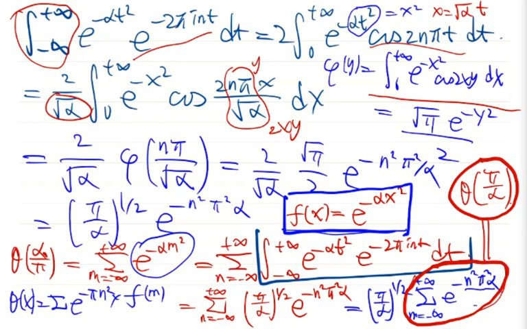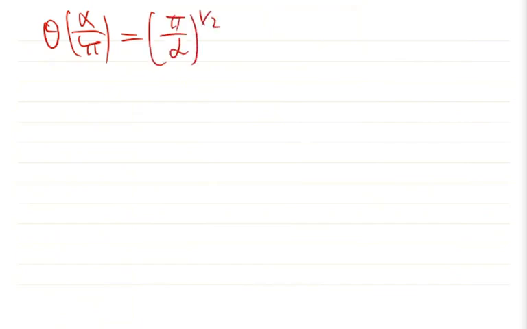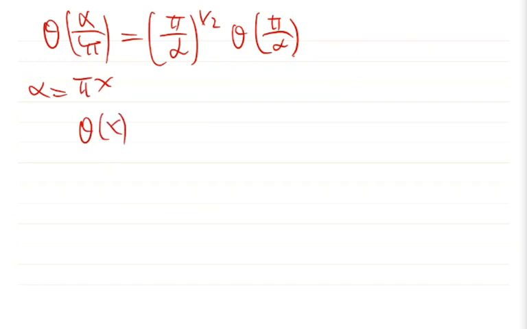So we go to the next page. That is theta of alpha over pi equals pi over alpha to the half times theta of pi over alpha. Now we let alpha equal pi x. We obtain theta x equal to one over square root of x times theta of one over x. Okay, so this is what we want to prove. A useful property of the theta function.